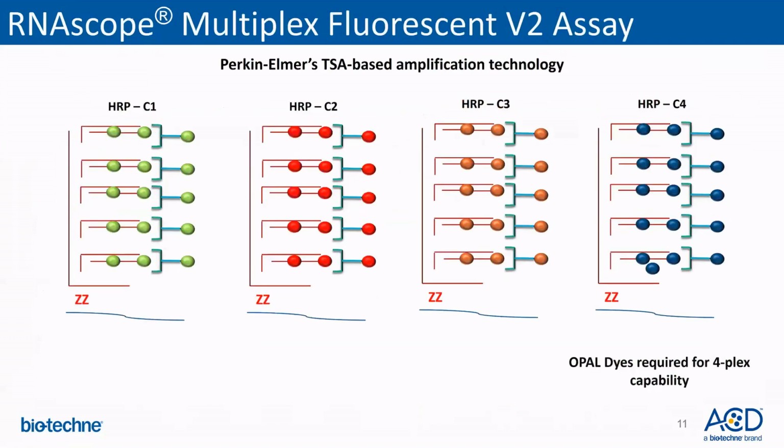The multiplex fluorescent V2 assay, which I will be calling the V2 assay from here on, has PerkinElmer's TSA-based amplification technology and has the capacity to detect 4 targets in a sample type at the same time. Please note, Opal dyes are required for the 4-plex capability.